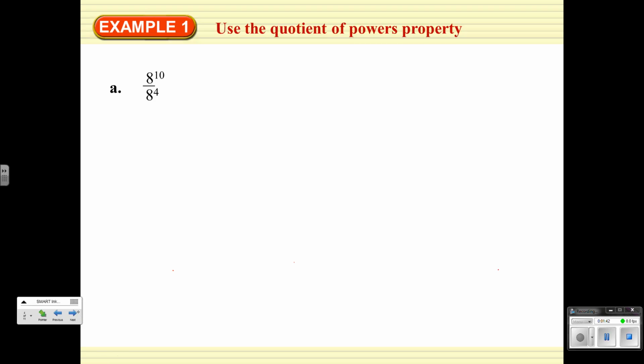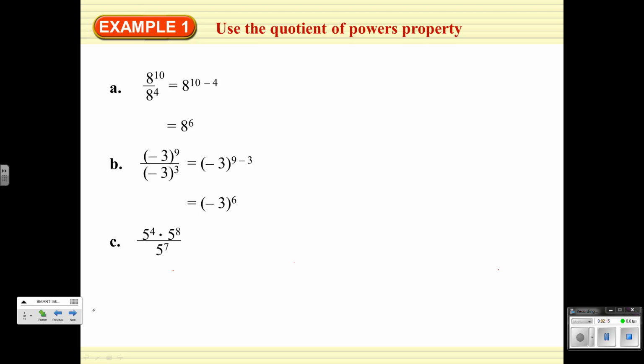All right, in this case, my base is 8. So the 8 is going to stay the same. My numerator's exponent is 10 minus my denominator's exponent of 4, leaving me with 8 to the 6th power. In this case, my base is -3. There are those parentheses, just like yesterday. The parentheses around -3, that's my base. My numerator's exponent is 9. My denominator's exponent is 3. So I end up with -3 to the 6th power, because 9 minus 3 is 6.